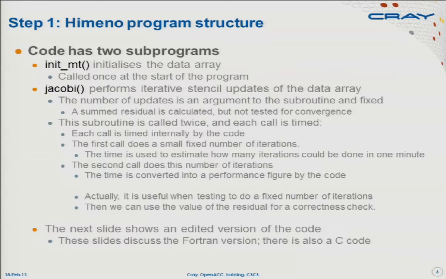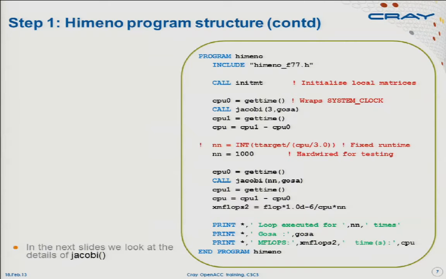So the next slide looks at an edited version of the code. I'm going to mainly talk about the Fortran version. The C version is there in your tar file as well, so you can see how you do it in C. So here's the main program. It calls the initialization. It times 3 iterations.